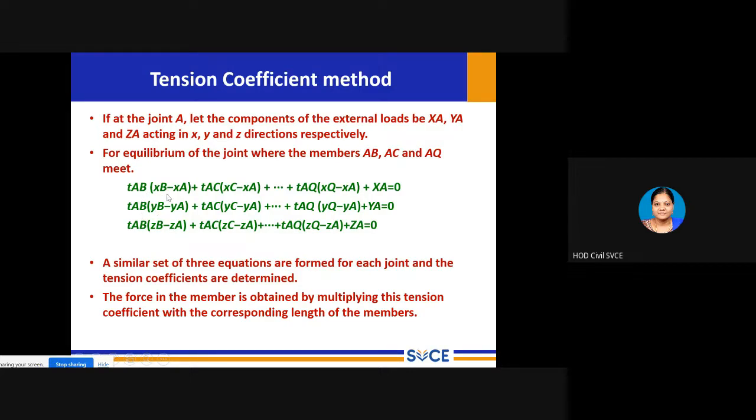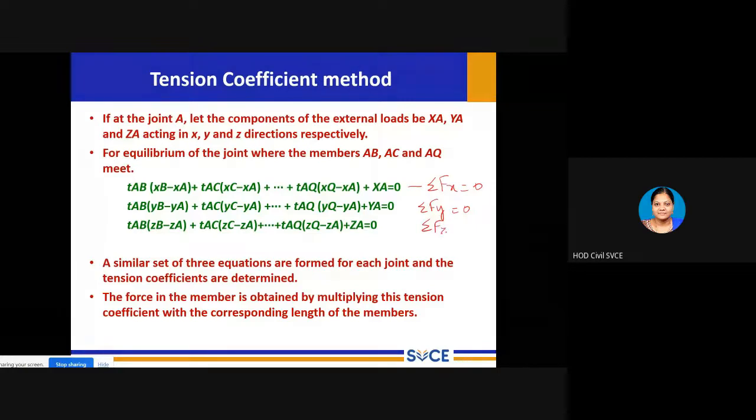Okay, TAB into XB minus XA. So here we have considered members AB, AC and AQ, because at joint A, you will have more members, right? You will not have only a single member. Suppose you have three members meeting at a particular joint, for example, AB, AC and AQ. For all these three members, you have to write this equation and you have to sum it up. That is, for all the X direction forces, you have to sum it up. This XA is nothing but the external force which is acting in the X direction. Similarly for Y direction, similarly for Z direction. So this equation is nothing but summation Fx equal to 0, this is summation Fy equal to 0, and this is summation Fz is equal to 0.